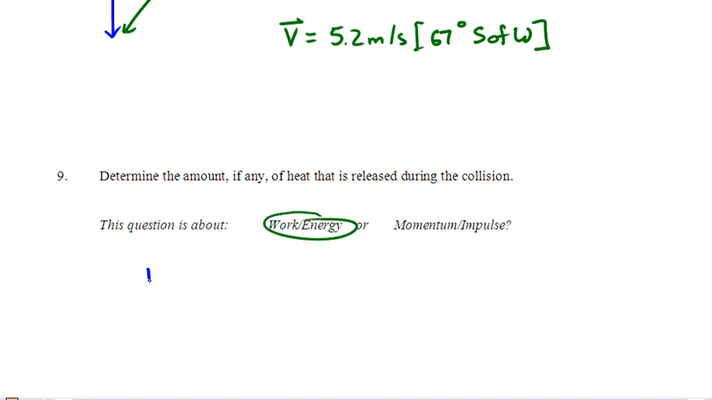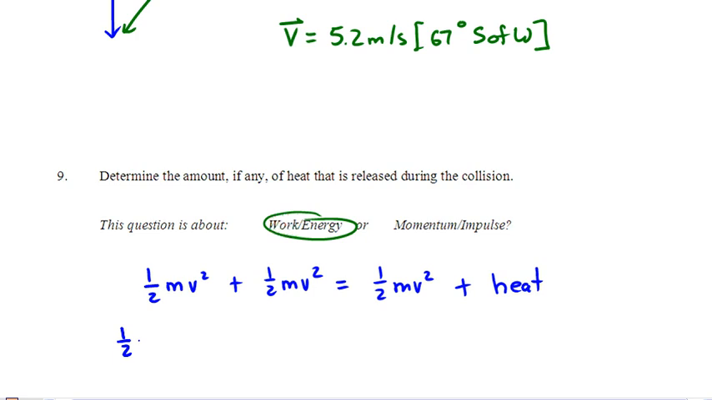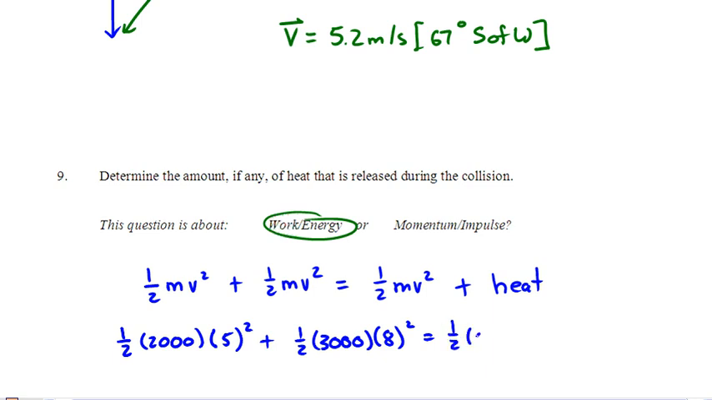There's no MGHs, but at the beginning of the story, there's a 1/2 mv squared for the car, and there's a 1/2 mv squared for the van. Afterwards, there's a 1/2 mv squared for the big mess that's all together. And there might be some heat. No MGHs to worry about. The neat thing about energy is it doesn't care about direction. It's not like momentum. So we're just plugging in some numbers with no care for which way they're going. Car was going 5. The van is 3,000 kilograms. It was going 8. At the end of the day, we have got 5,000 kilograms going 5.2. And there might be some heat.